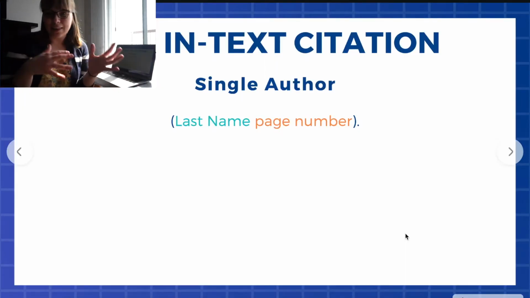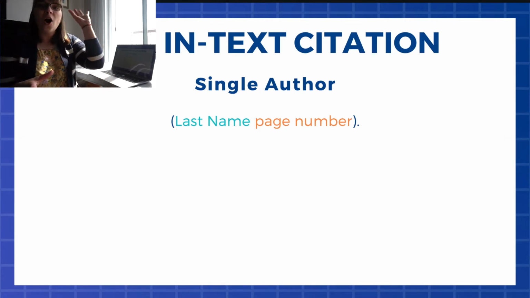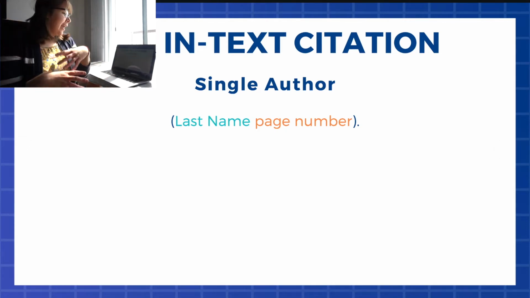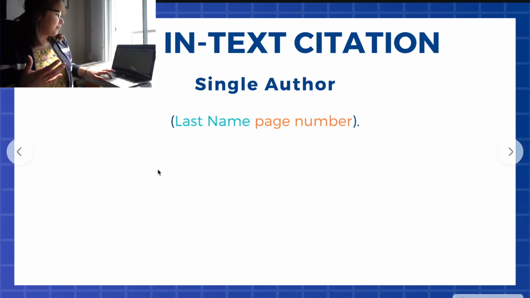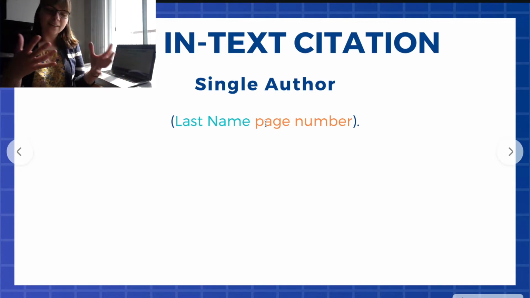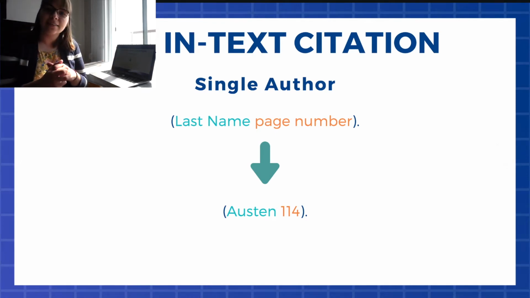Now, when you are working with in-text citations in MLA, the typical format is to go author's last name, page number. And so for a single author, it'll look just like this. So you have the last name of the author and then the page number. And then a real citation in text will look like this. So you have Austin as the author's last name, and then the page number that we're citing from in this case would be page 114.